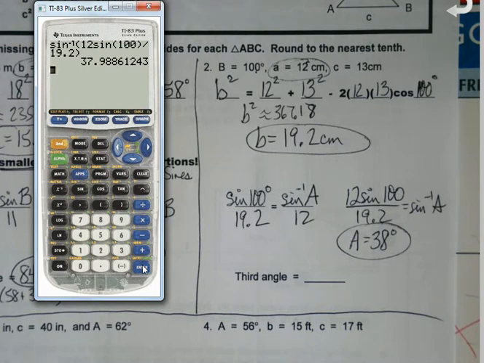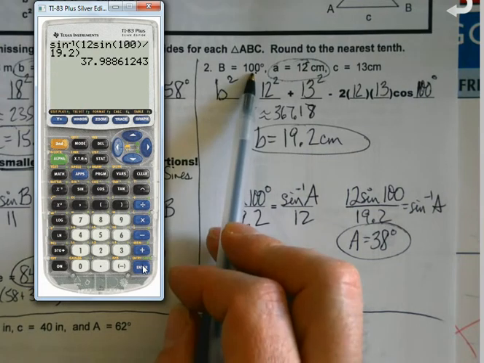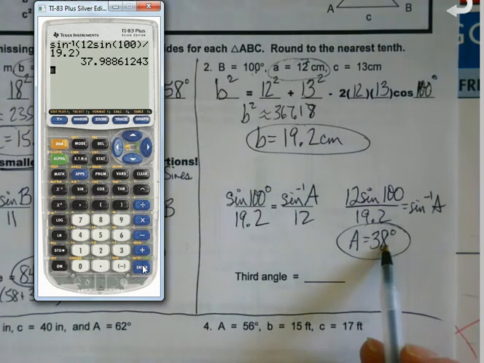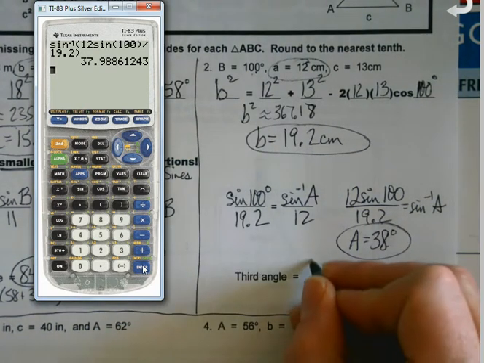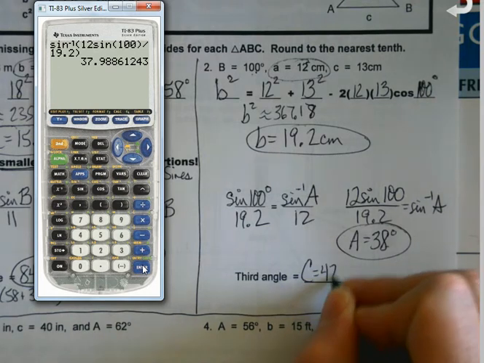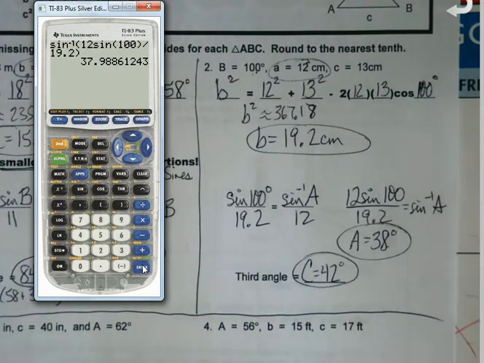And then again, the third angle is always the one we wish we'd get because that's the easiest one. If B is 100 and A is 38, if we subtract those from 180, we find out our C value is going to be 42.